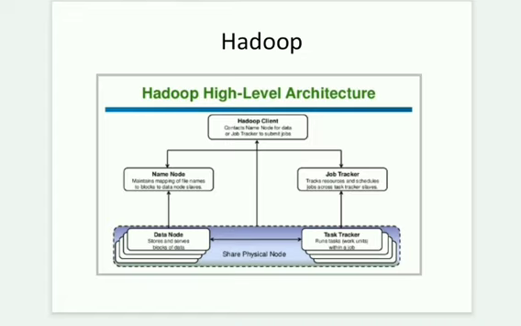Okay, so let's start with the Hadoop high level architecture. As you can see in the picture, in the architecture there is a Hadoop client, name node, job tracker, data node, task tracker and so on. Okay, so we'll see this one by one.